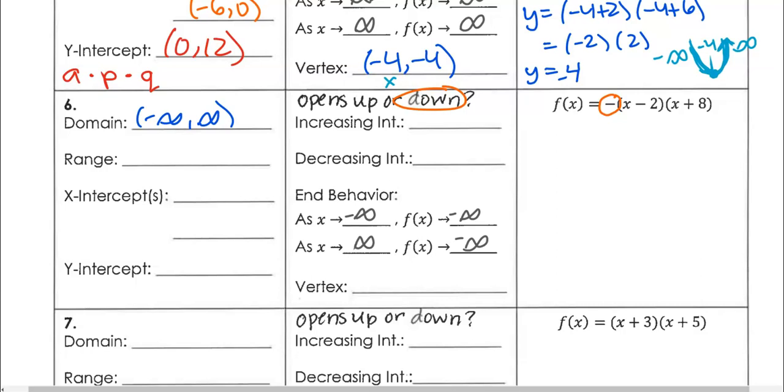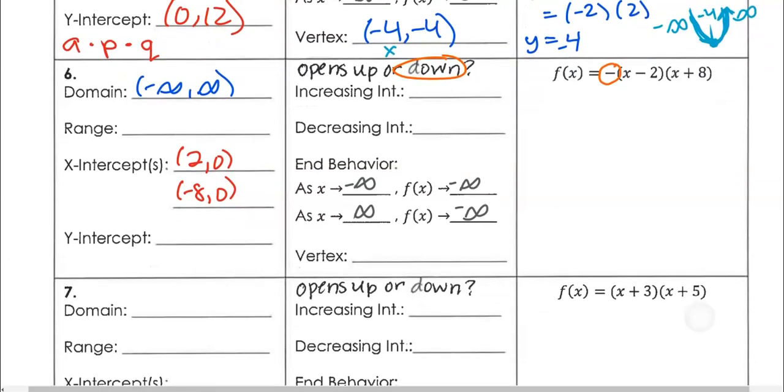So what kind of a 2 and what kind of an 8? There you go, +2 and -8. Hopefully you see that pattern. When you take out your parentheses, your signs change every time. So my x-intercepts are +2 and -8. Let's go ahead and plot that.